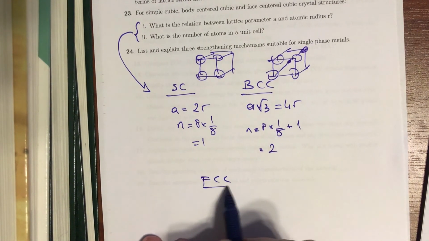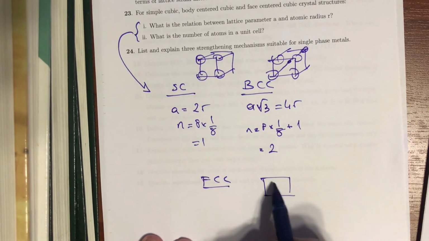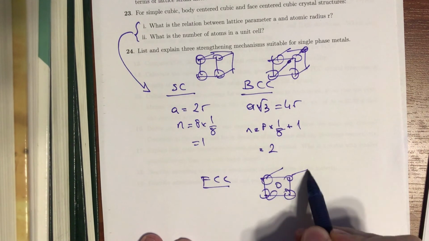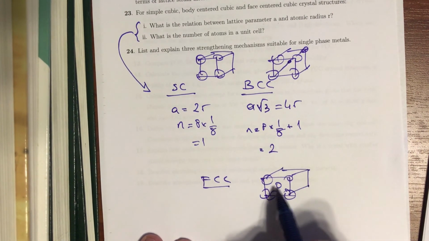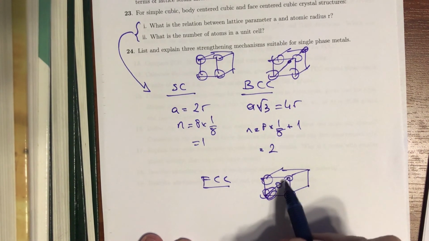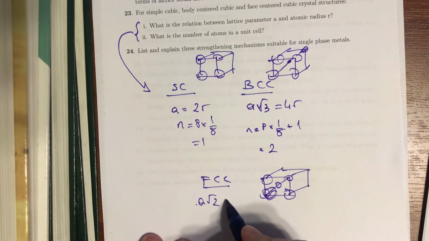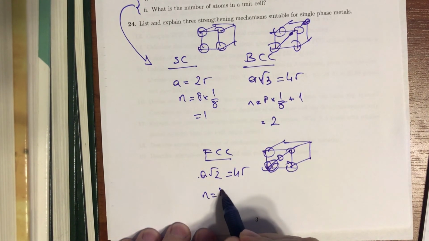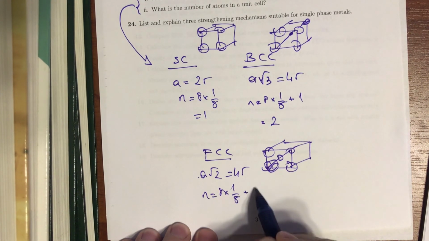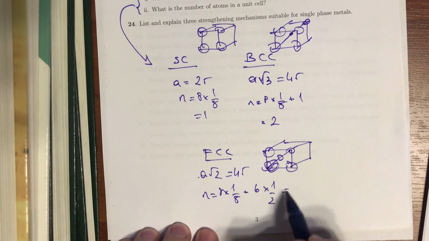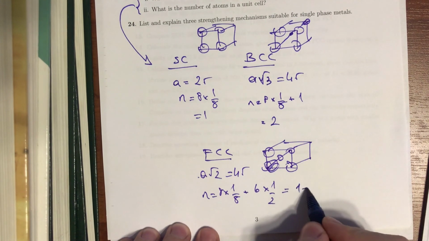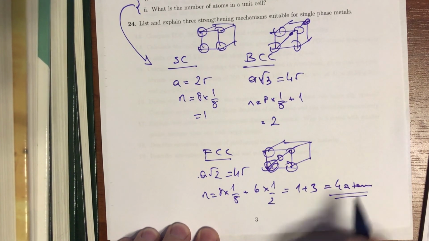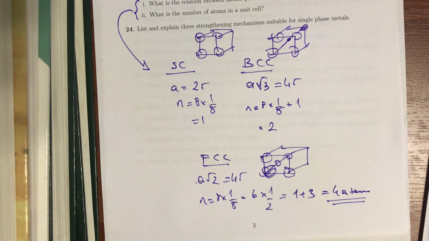Finally, for FCC, what do we know? The atoms are touching along the face diagonal, so a square root 2 is 4R, and there are 8 corner atoms plus 6 face atoms. That's going to be 1 plus 3, and that concludes recitation 1.